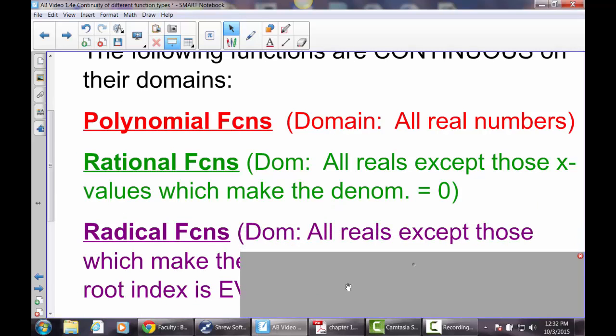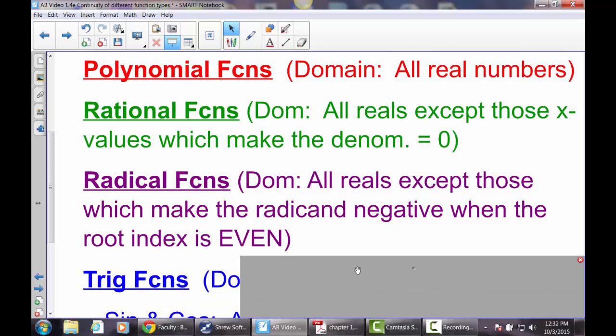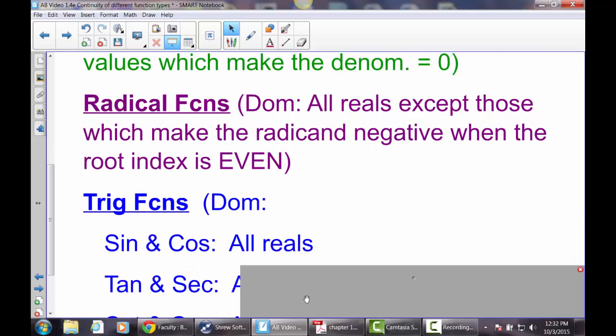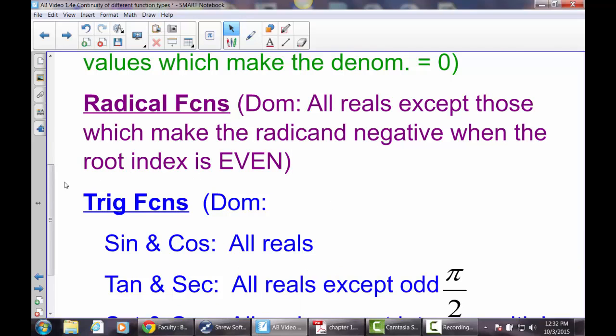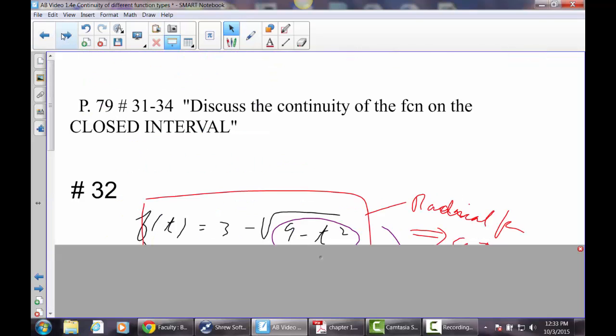Radical functions: their domain is all real numbers except those which make the radicand negative when the root index is even. If the root index is odd, the domain is all real numbers. The domains of the trig functions: sine and cosine, all real numbers. Tan and secant, because they're over cosine, we talked about that in the last video, all reals except for the odd multiples of pi over 2. Cotangent and cosecant, all reals except for the integer multiples of pi.